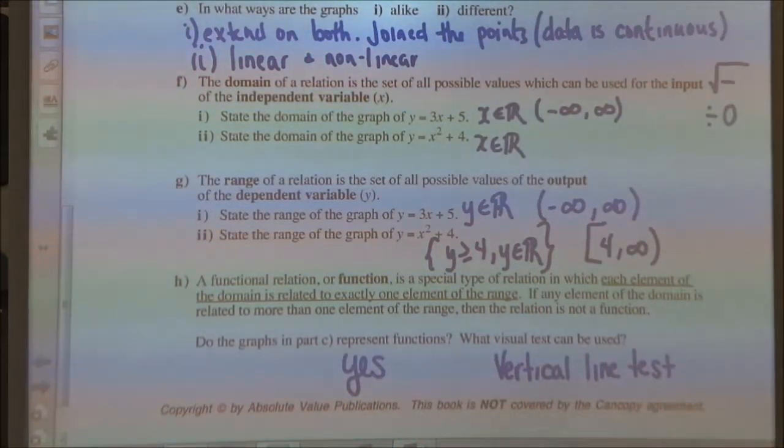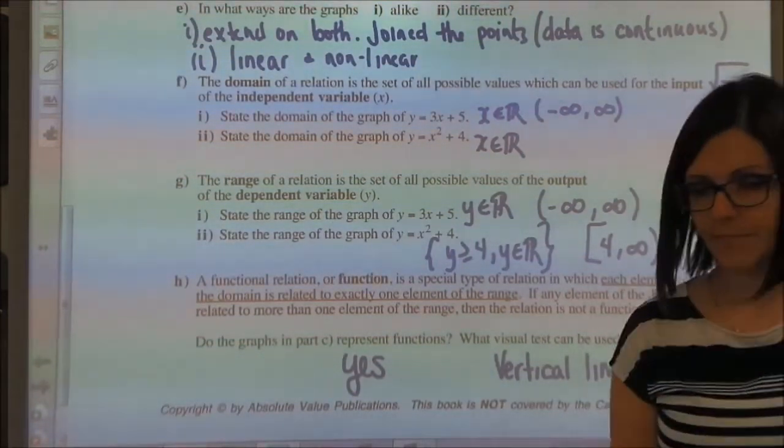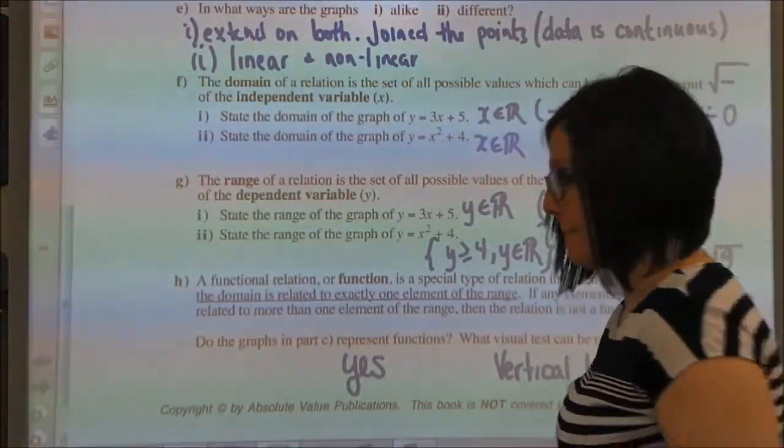The only time that the graph really doesn't represent a function is when I have two outputs. And I have two outputs when I'm square rooting something. Because remember, when I take the square root of, let's say, 9, I can get a positive 3, or I could get a negative 3. So that would be a time where I could have two possible outputs. Okay.